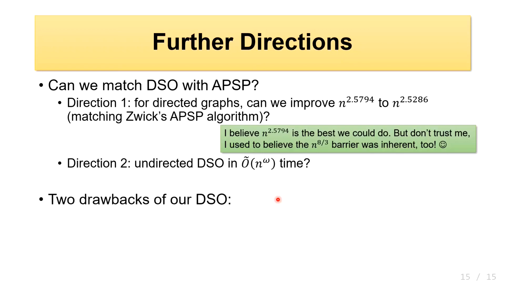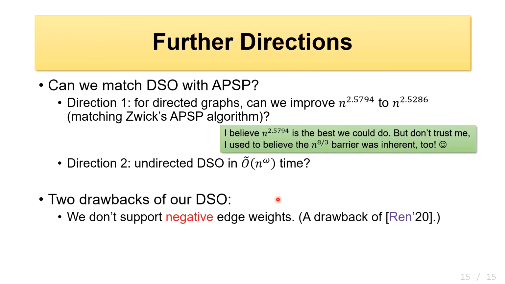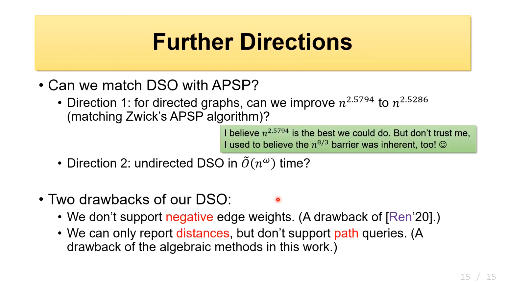There are two drawbacks of our DSO. The first drawback is we don't support negative edge weights. This is not a drawback of the symbolic adjacency matrix, but a drawback of the bootstrapping argument in my previous ESA paper. And the second drawback is that we can only report distances. We cannot find an actual path. This is a drawback of the symbolic adjacency matrix used in this work. I think it would be interesting to fix any of the drawbacks. That's all. Thank you for your attention.